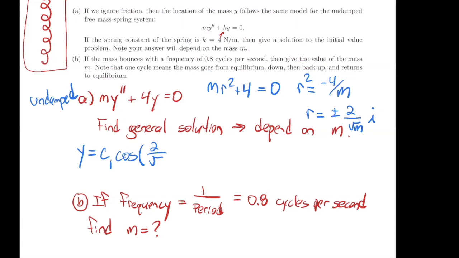So we've got c1 times the cosine of 2 over the square root of m t plus c2 times the sine of 2 over root m t, where m is now just denoting the mass of this object.